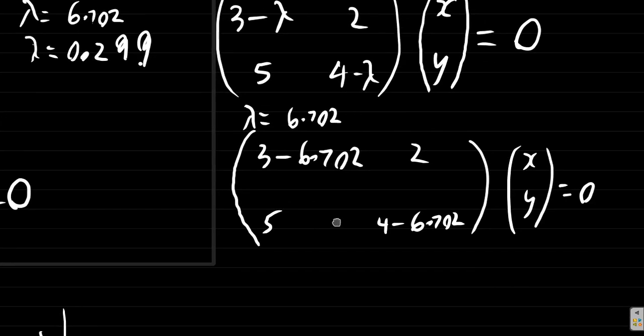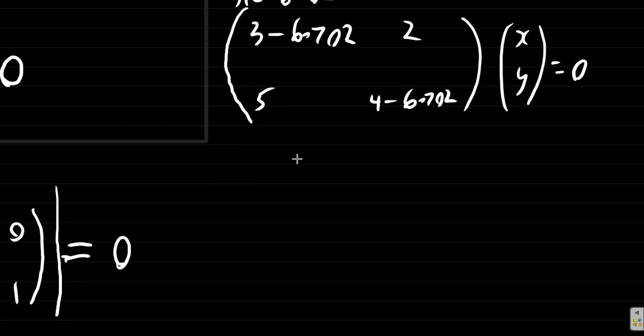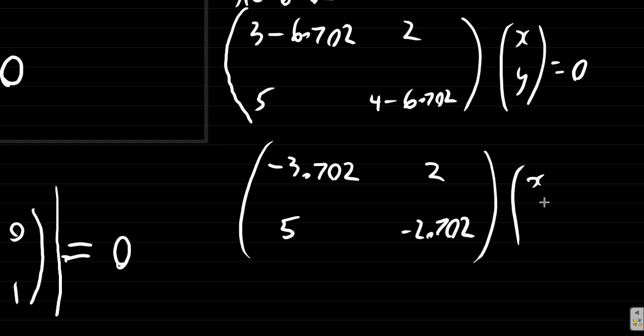So what we have here now is 3 minus 6.702. Alright, I'll do it off screen on my calculator. 3 minus 6.702. What is it? Negative 3.702. So we have negative 3.702, 2, 5, and then 4 minus 6.702 will give us negative 2.702. Alright? Times x, y equals 0. But this 0, you could even write it like this.